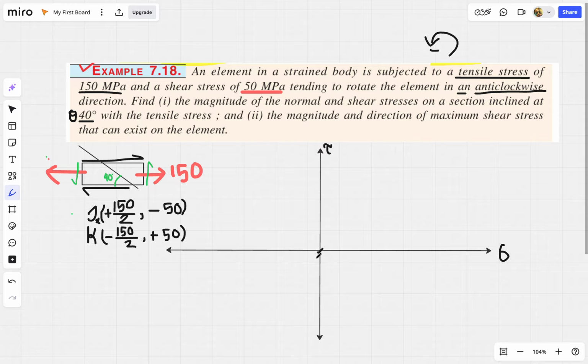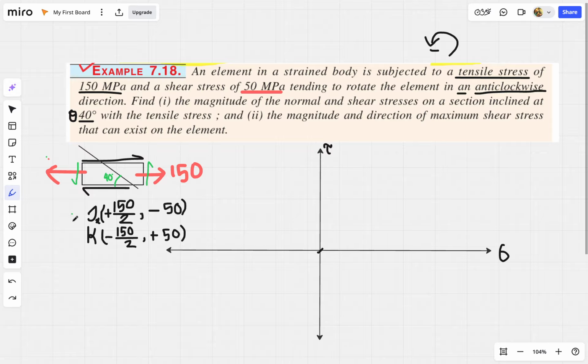Otherwise, if we take 150 directly, we would not be able to get any center point, and we would not be able to determine the principal stress or the other parameters. So we just take the 0,0 point as the center point.